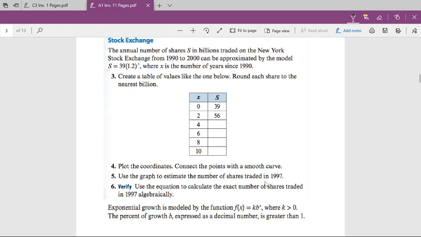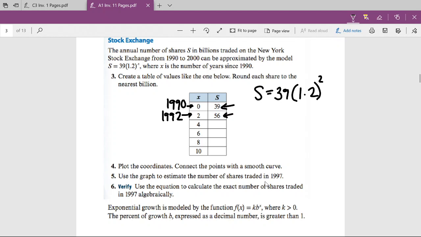So if we're looking at this, I can say after 0 years from 1990, meaning we are at 1990, I am at 39 billion. At 2 years after that, so like 1992, we would be at 56. Think about how we would find this. X is 2, so I would plug it in and say S equals 39 times 1.2 to the second power. I would take 1.2, square it, and multiply it by 39. And yes, this is something that I would do with a graphing calculator.